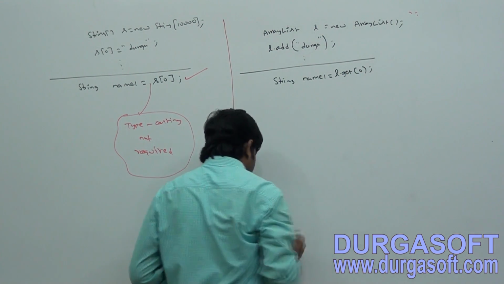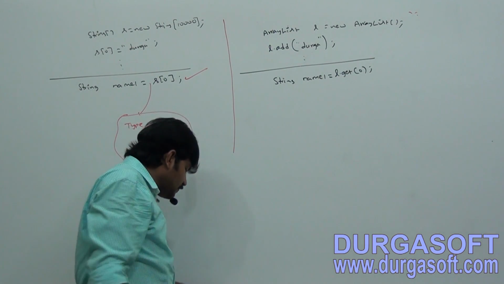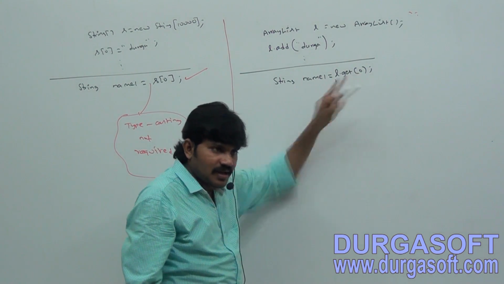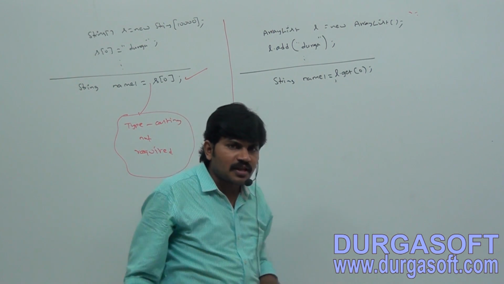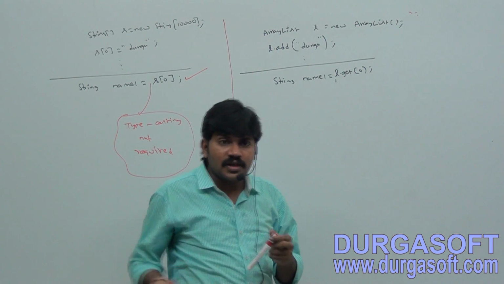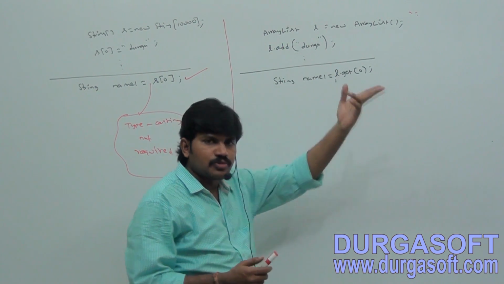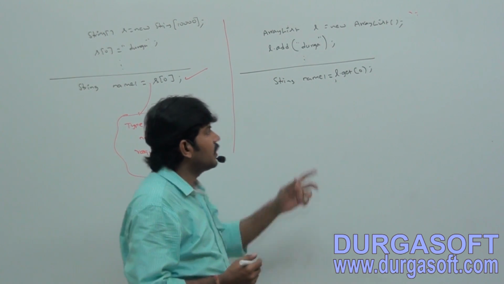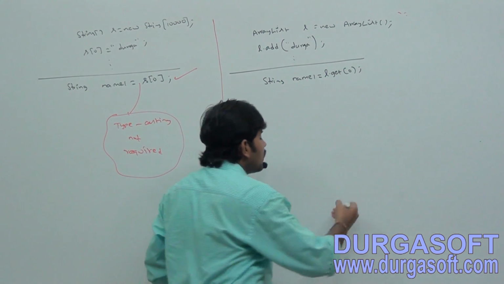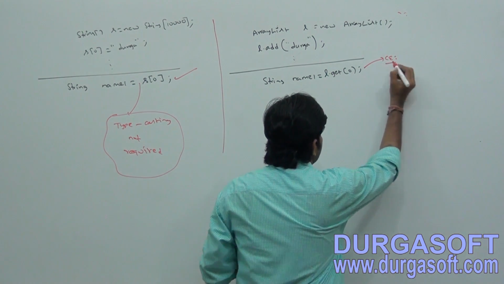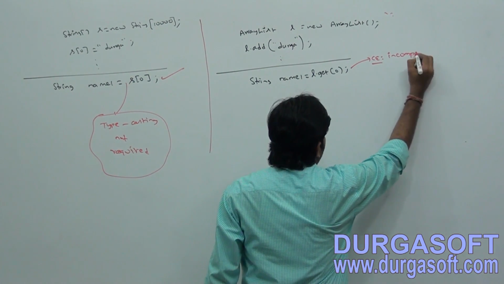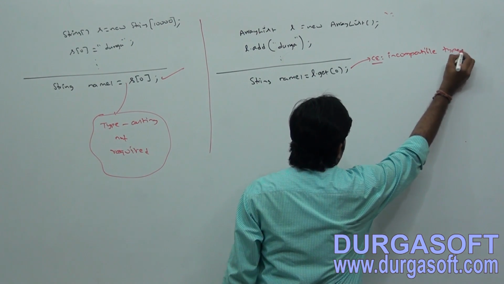Can you tell what type l is? ArrayList. In the ArrayList, the first element, get(0), is of what type? Any type. Is there any guarantee that the first element in the ArrayList is always a string type? No. It may be an integer, a student, or a customer. There is no guarantee, so how can you assign it to the string variable? That's why we immediately get a compile time error: incompatible types found.